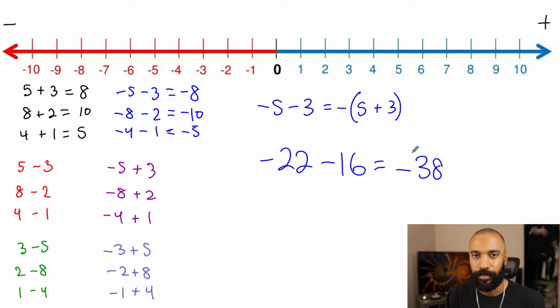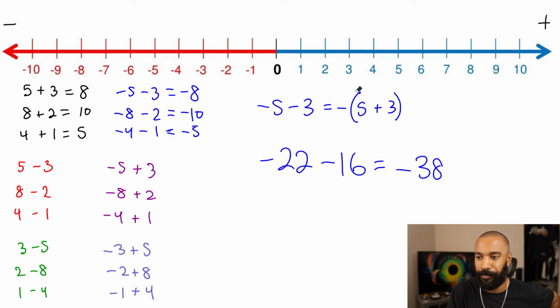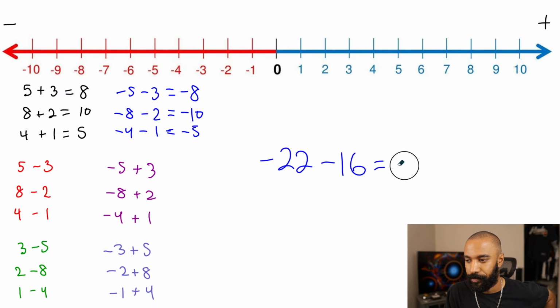But the answer is negative. Same is true for these other ones. It's addition, but the answer is negative because you go the same direction. You go the same direction. All right, so those are those cases there.